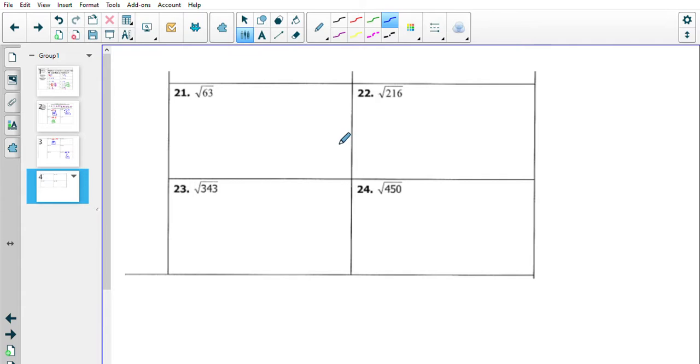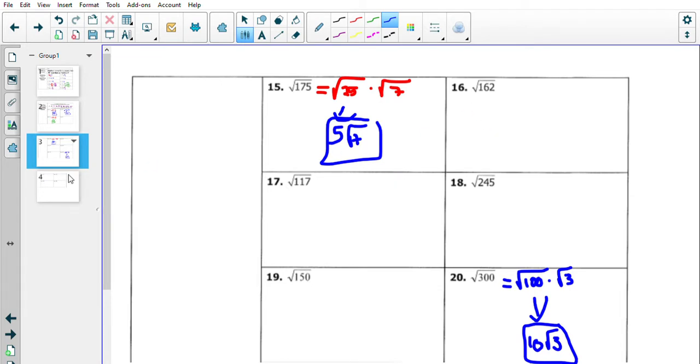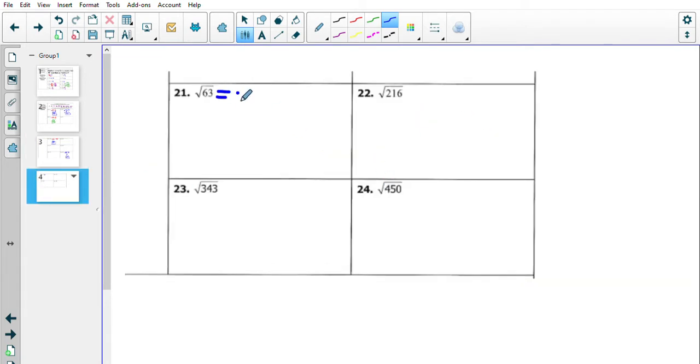All right, a couple more here. Square root of 63, so I'm going to look at my list, start with 49. 63 divided by 49 doesn't work. 63 divided by 36 doesn't work. 63 divided by 25 doesn't work. 16 doesn't work, but 9 does. So 63 is 9 times 7. So that's the square root of 9 times the square root of 7. The square root of 9 just becomes 3, and the square root of 7 comes on down. Okay.